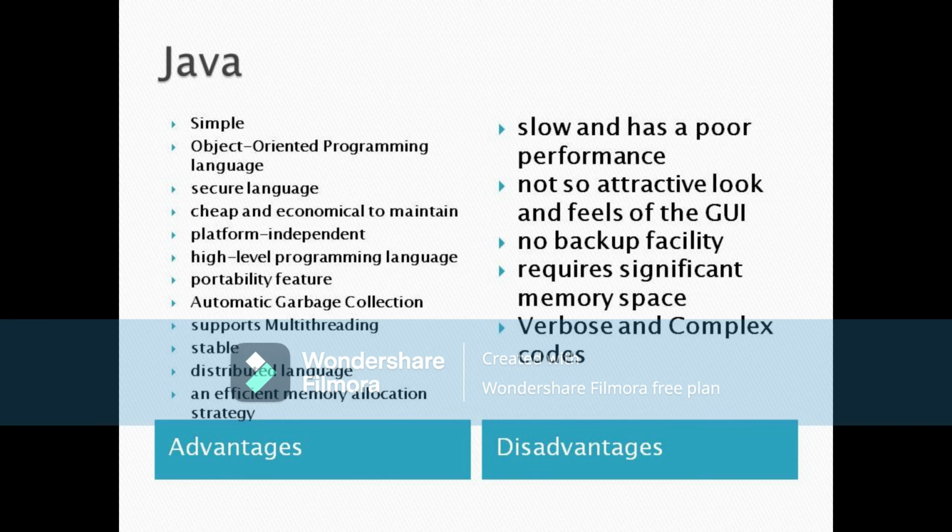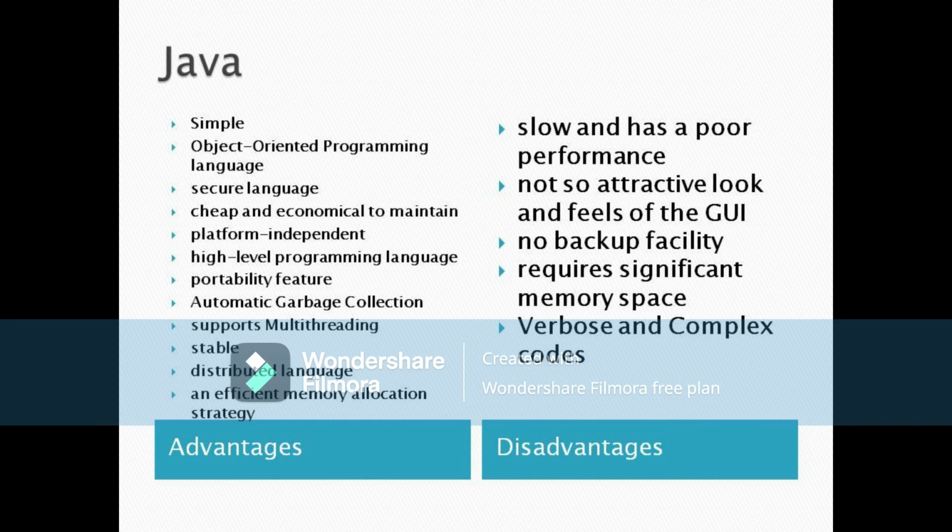Then come the disadvantages of Java. Java has some drawbacks also. First one, Java is slow and has poor performance because it is memory consuming and it is significantly slower than native languages like C or C++, because each code has to be interpreted to machine level code first.